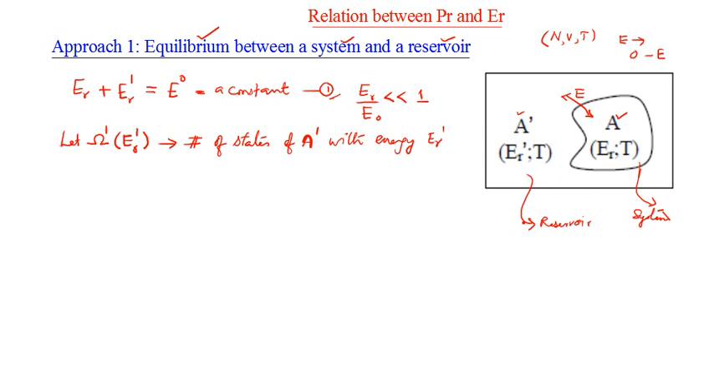So as such, we can conclude that the larger the number of states available to the reservoir, and we are talking in terms of the reservoir in place of the system, remember, the larger the value of this omega prime, the larger will be the probability of the reservoir attaining that particular energy ER prime. Correct? Okay.